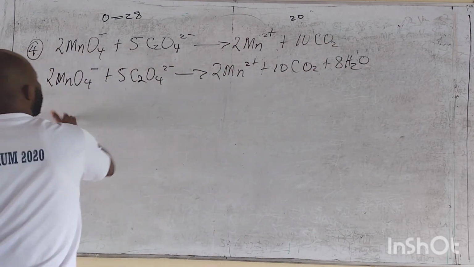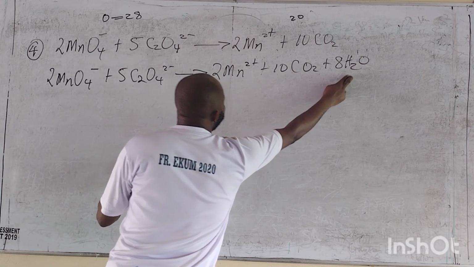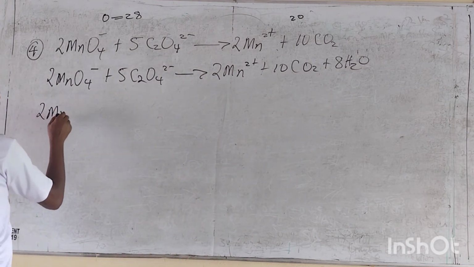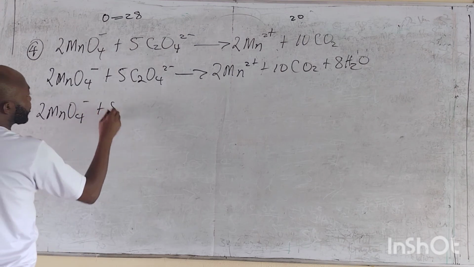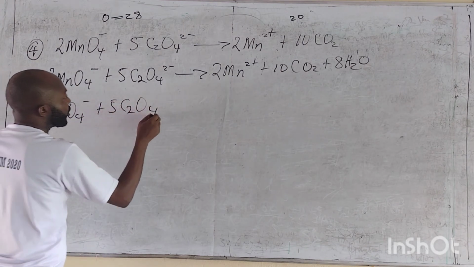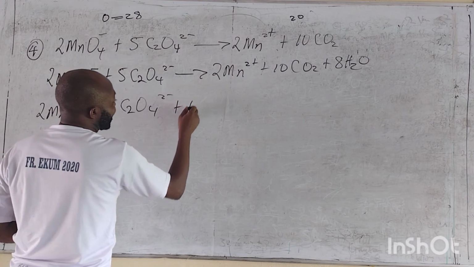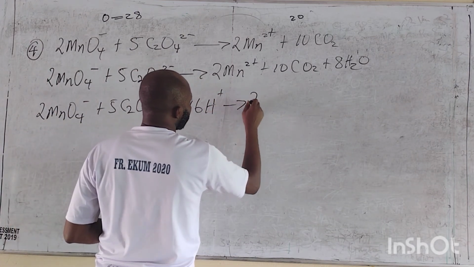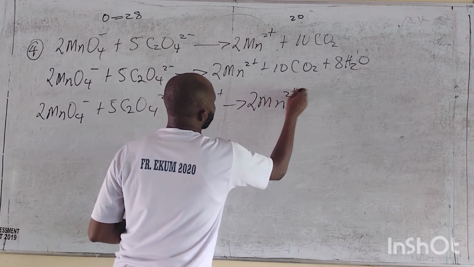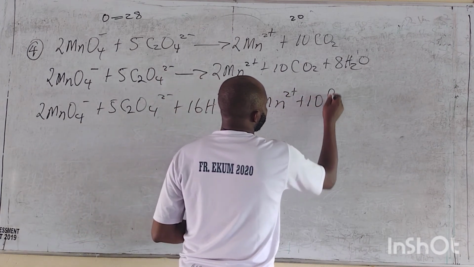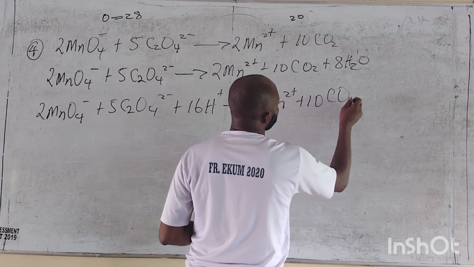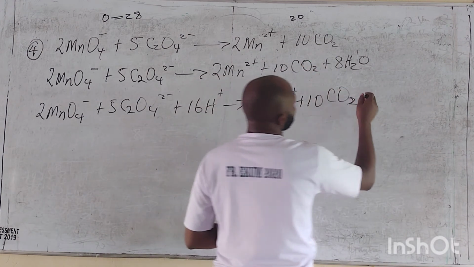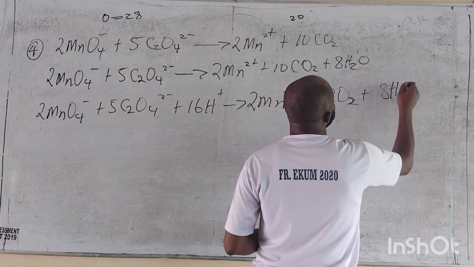Now hydrogen this way, I have 16 hydrogen here, so I'll come back this way. I have 2 MnO4 minus plus 5 C2O4 2 minus plus 16 H+ will give us 2 Mn2+ plus 10 CO2 plus 8 H2O.